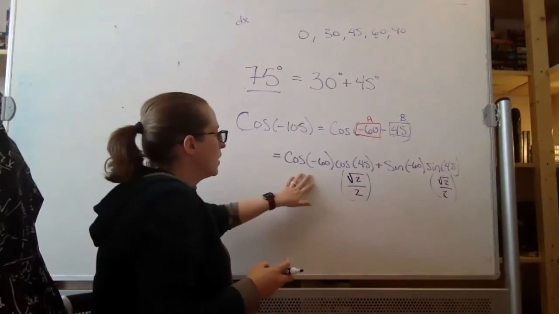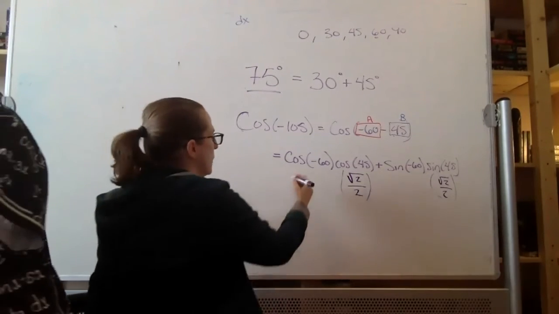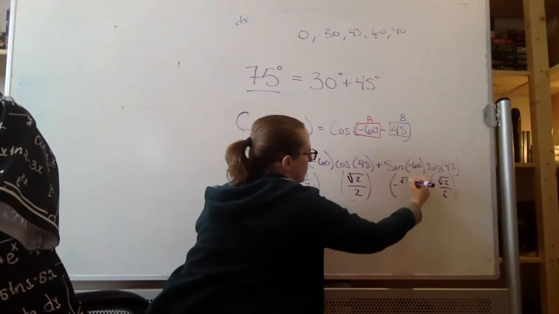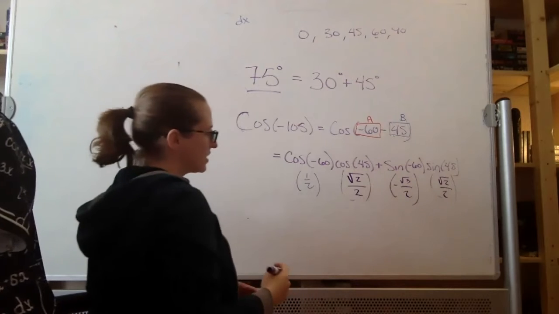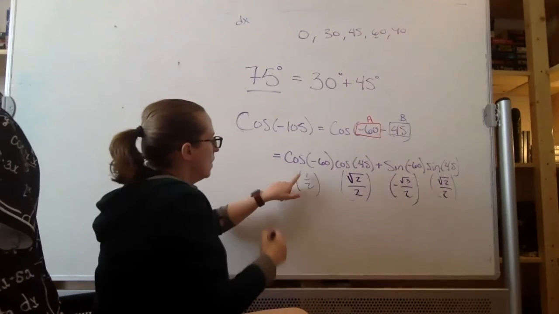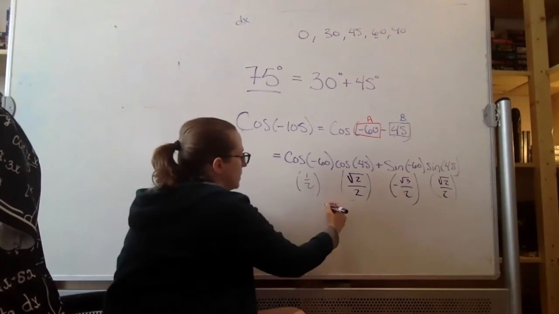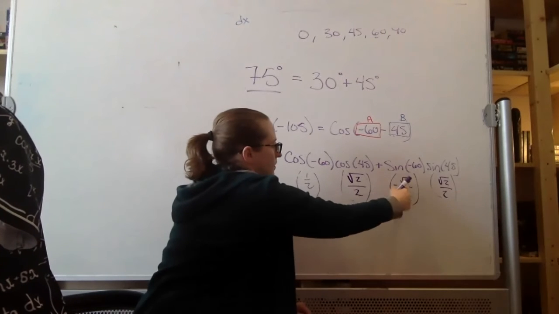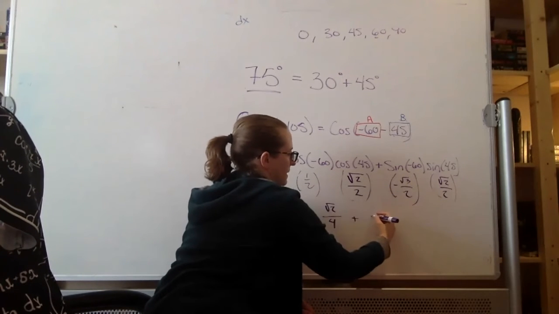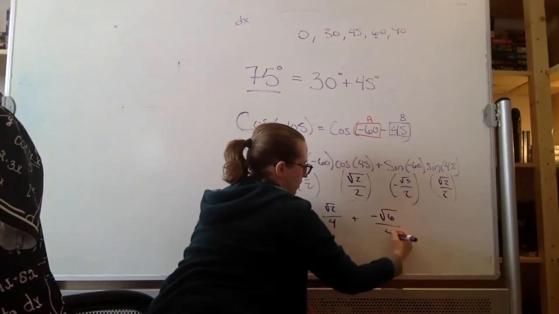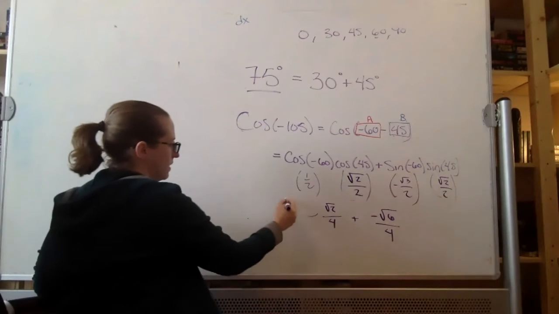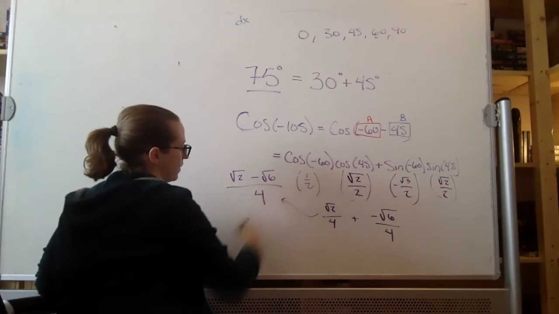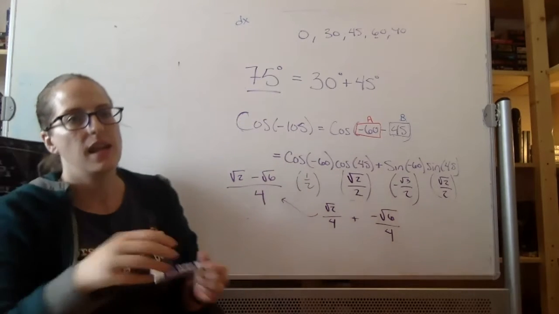Okay. So cosine of negative 60 was 1/2. Sine of negative 60 was negative square root of 3 over 2. And now we just need to do arithmetic. 1/2 times square root of 2 over 2 will be square root of 2 over 4, plus negative square root of 3 over 2 times square root of 2 over 2 is going to be negative square root of 6 over 4. Putting these together gives us square root of 2 minus square root of 6 all over 4. So that's going to be our exact answer.